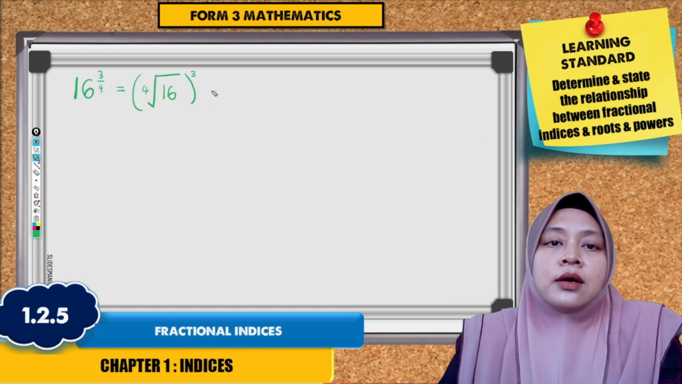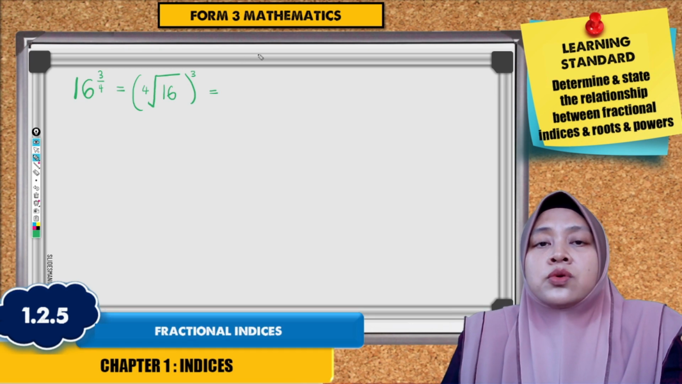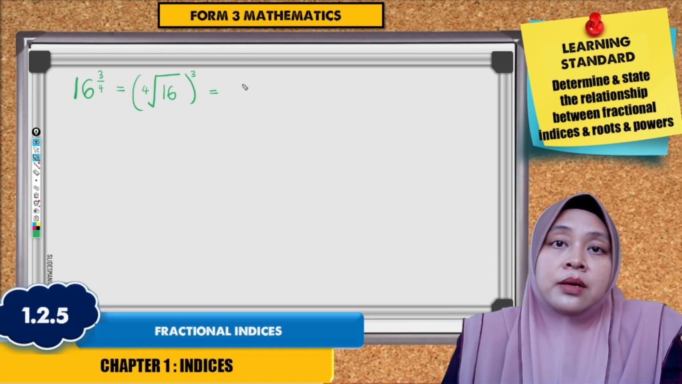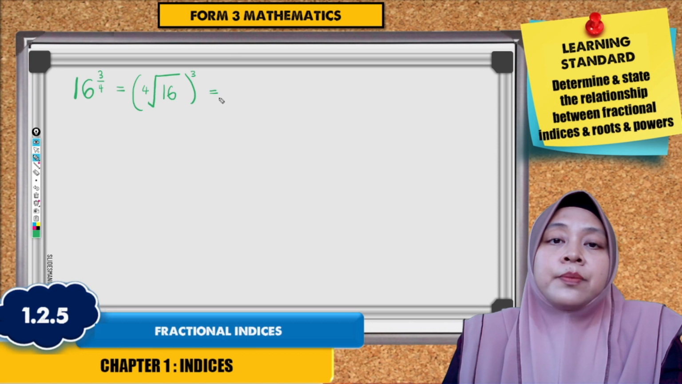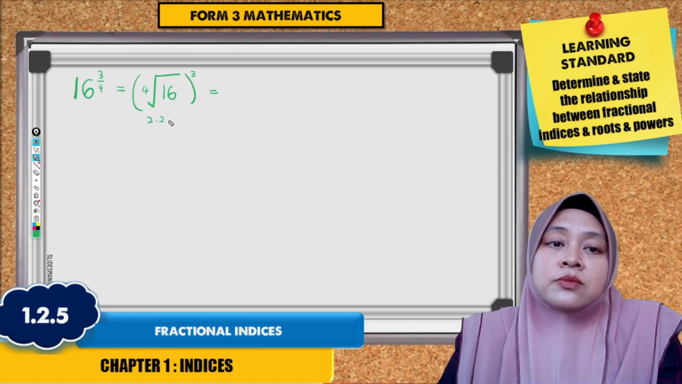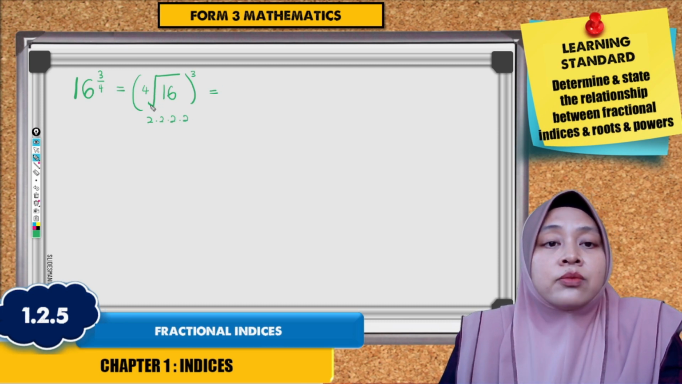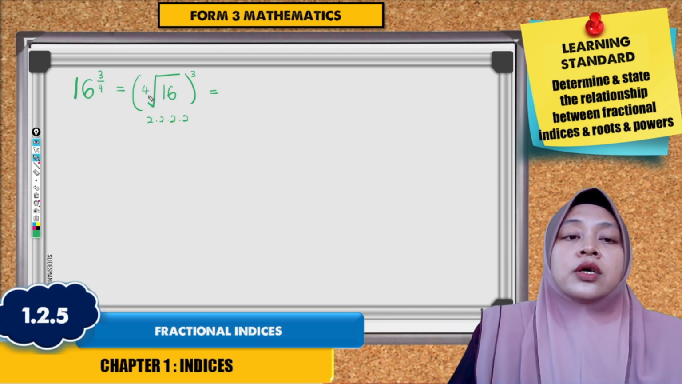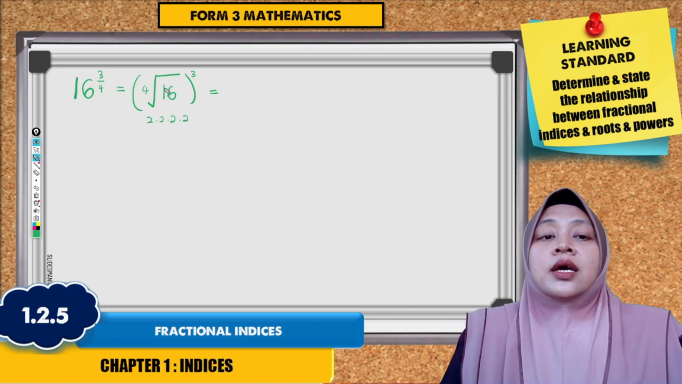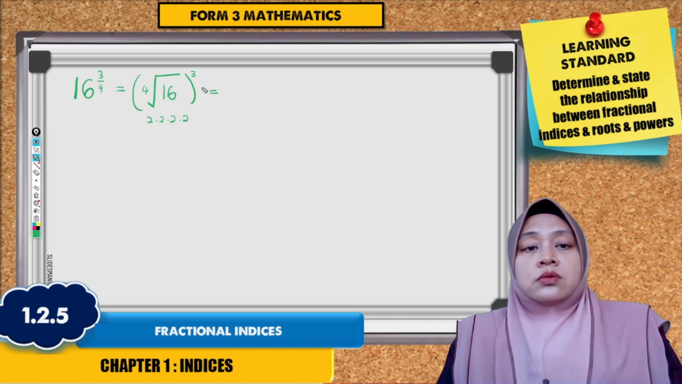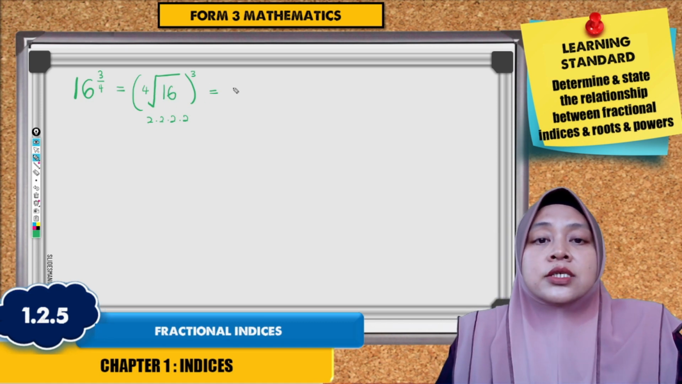What is the fourth root of 16? What number multiplied 4 times gives the answer 16? 2 times 2 times 2 times 2. If you don't remember, you just press the calculator, the square root x button. Then you put the 4, 4 root x, and then put the 16 and equals. So you will get the answer 2.